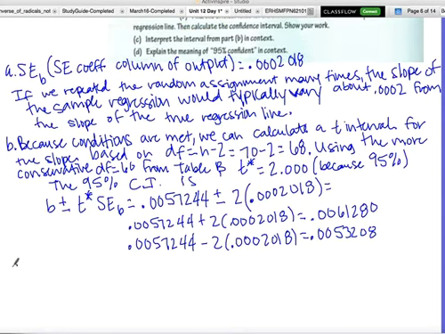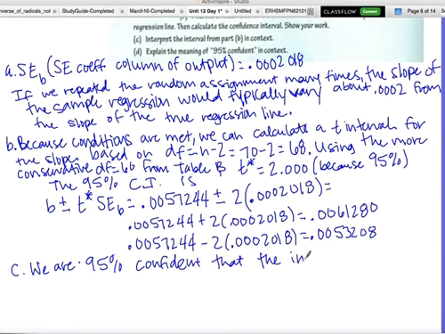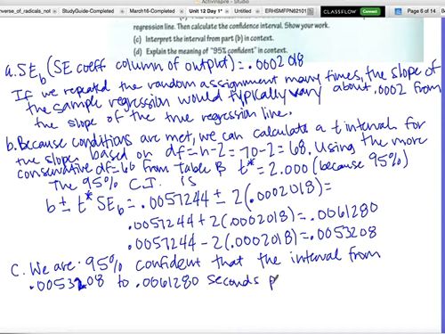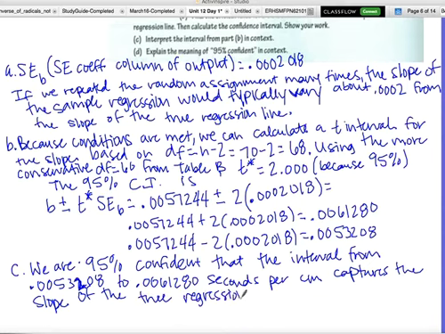So then C asks you to interpret the interval from part B in context. So you would say we are 95% confident that the interval from 0.005328 to 0.006128, this is in seconds per centimeter, captures the slope of the true regression line.